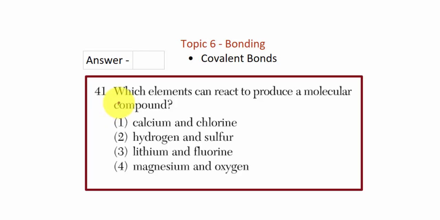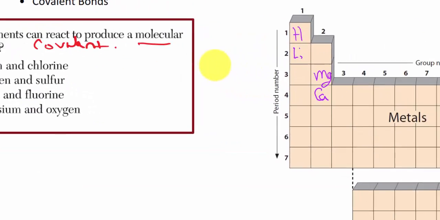Question 41. Which elements can react to produce a molecular compound? That means that they're going to react and produce a covalent bond. We could take the time, look up all the electronegativity values here and compare their differences. We'd be looking for the pair of elements that has the lowest difference in electronegativity.